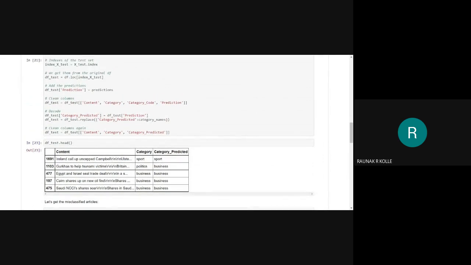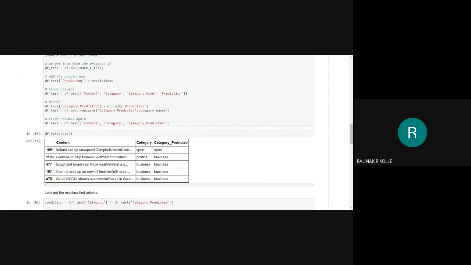We see 5 articles here. The first one is Ireland calls upon uncapped Campbell. This category is sports, and the category predicted is also sports. The next article we have is Gurkhas to help tsunami victims. This category is politics, but the predicted category is business. Now we see that there is a mismatch between the actual category and the predicted category.